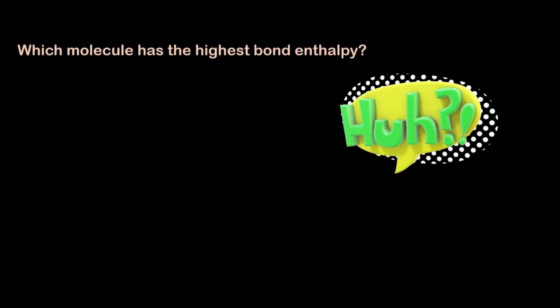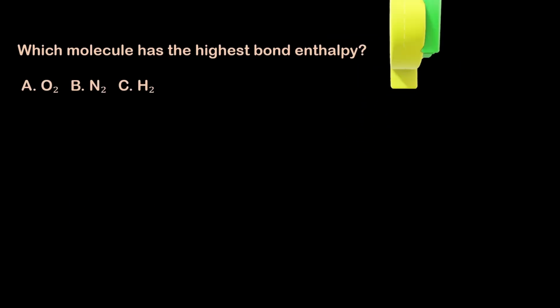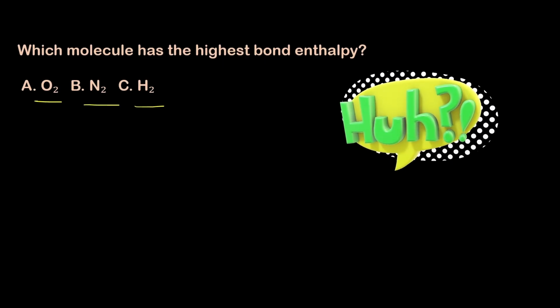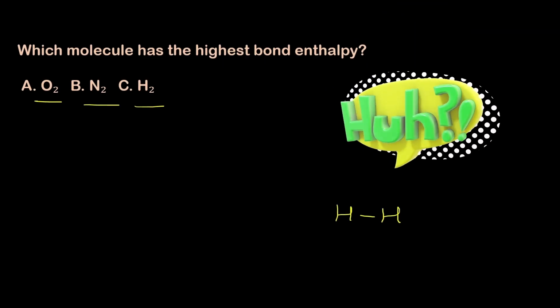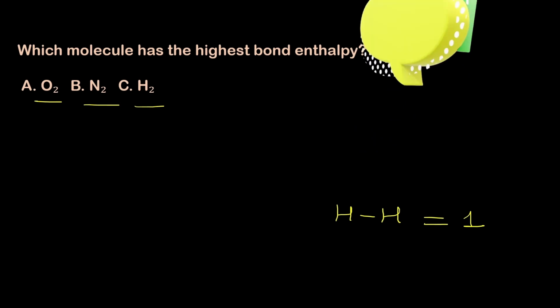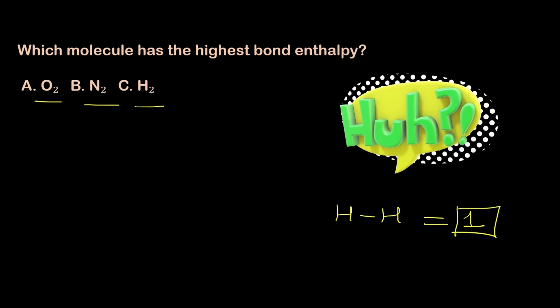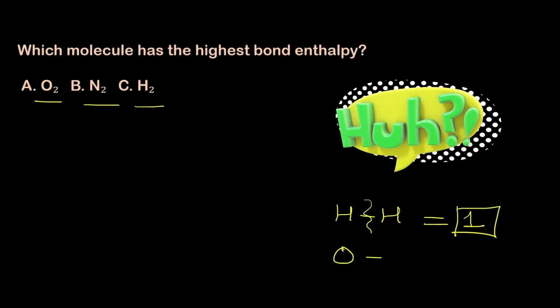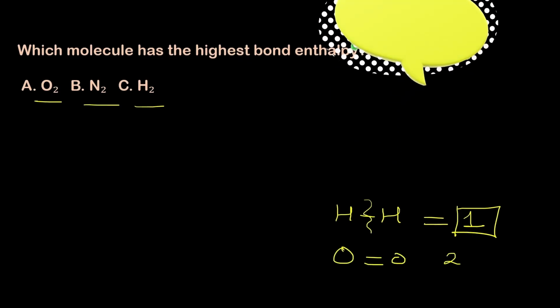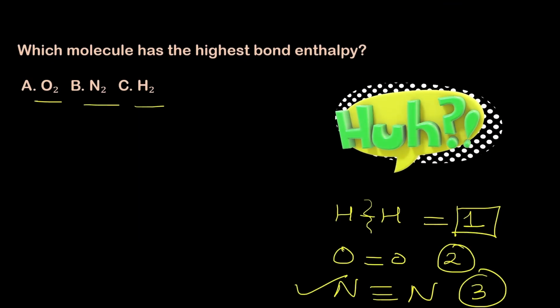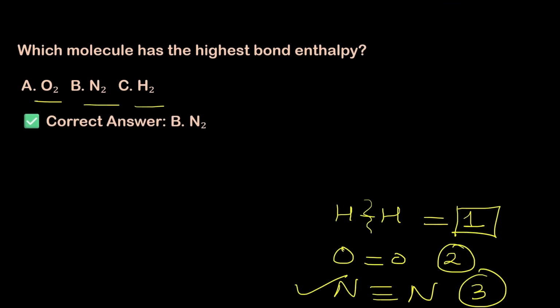Which molecule has the highest bond enthalpy? O2, N2 or H2? The answer is quite simple. Hydrogen has bond order 1, which means that it would have the least of all. That's the bond energy required to break open its bond. Oxygen is doubly bonded, which means bond order is 2. And nitrogen has bond order 3, which means it requires a greater amount of energy. And hence the correct answer to this question is option B, N2.